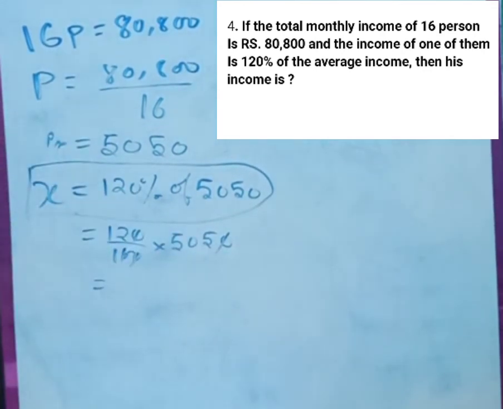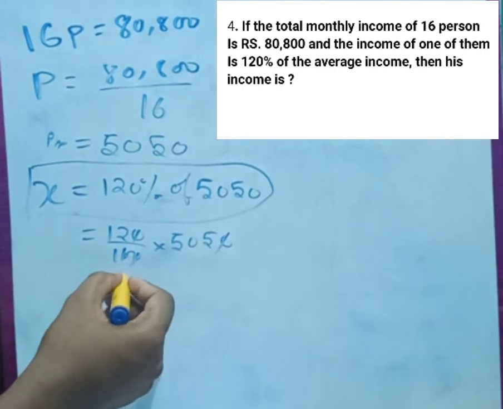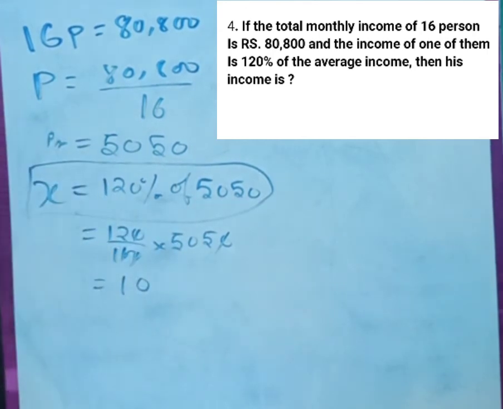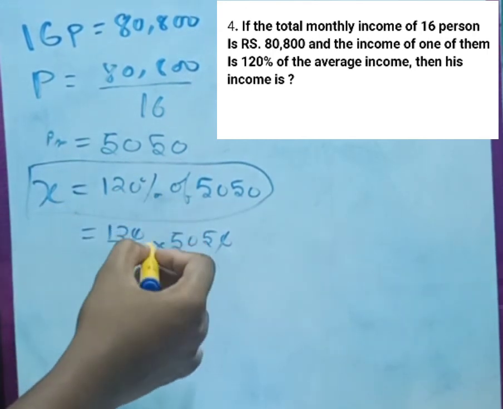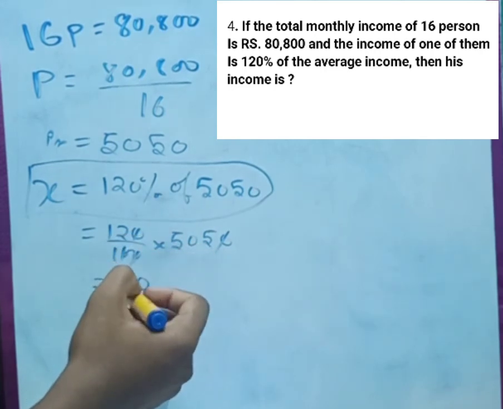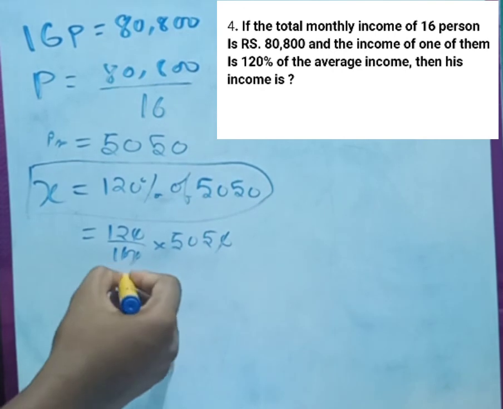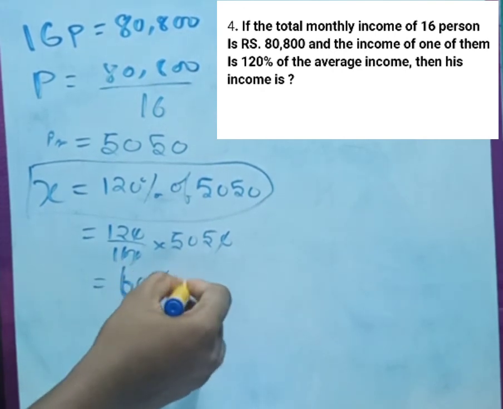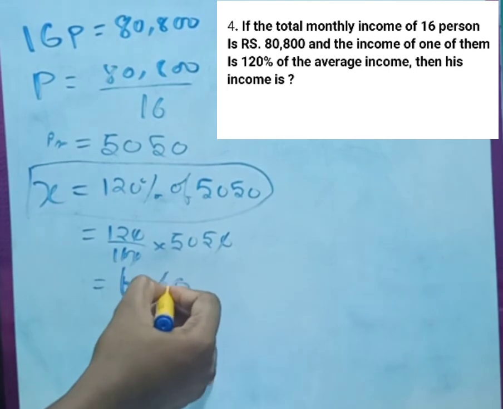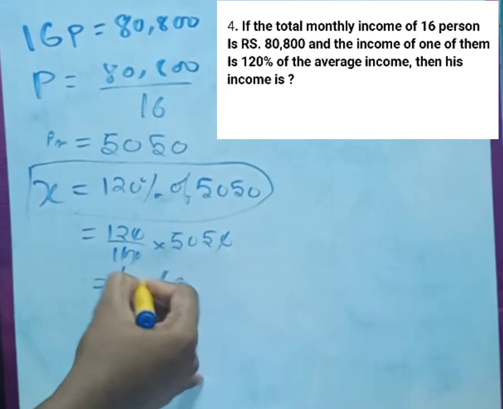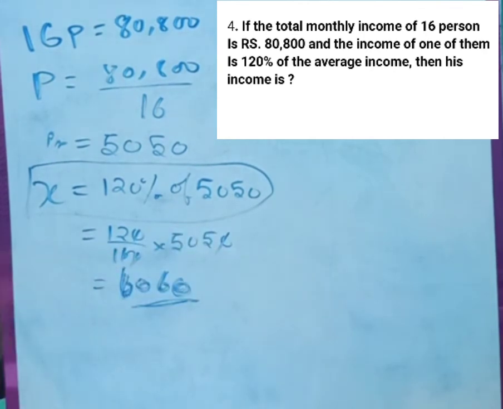So what is 505 into 12? 2 fives are 10, write 0 and carry 1, 2 fives are 10, right? Again 5050. So I think 6060 is the answer, right? Guys, just use the calculator and check it once, because I might be wrong. So please go and check the calculation. So 12 into 5050 is, I think, 6060, right?